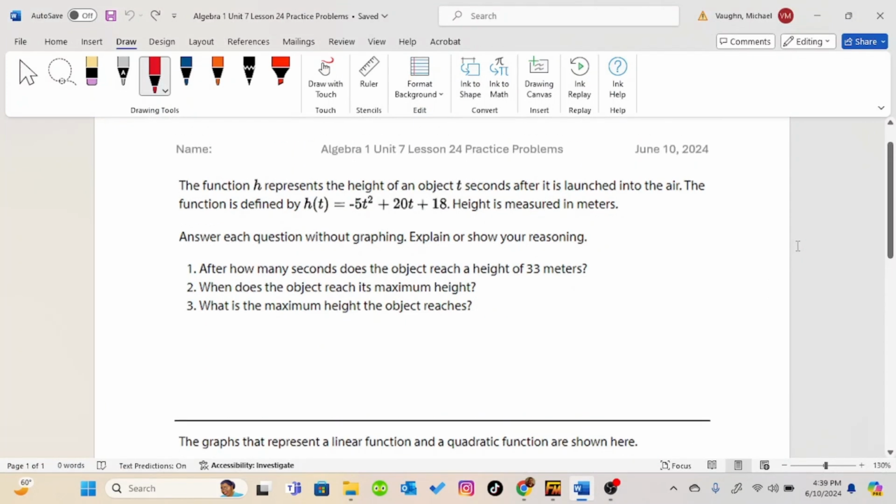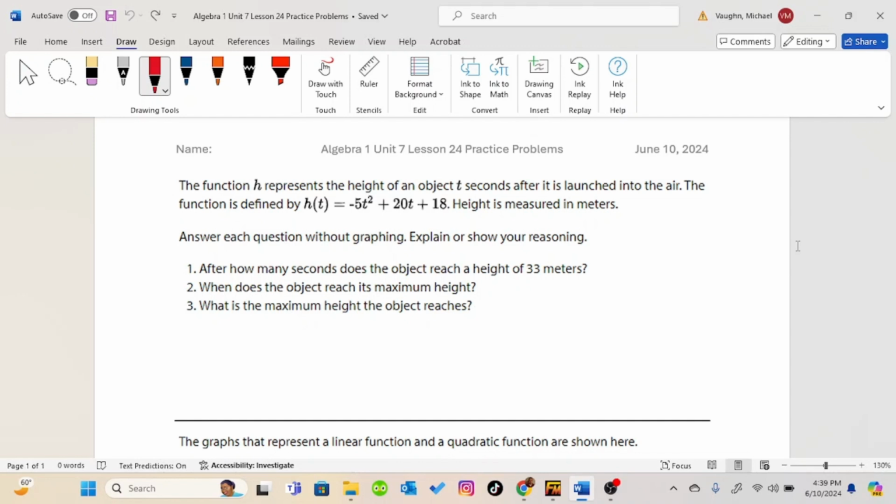Welcome to Algebra 1, Unit 7, Lesson 24 Practice Problems. This lesson will review everything we've gone over in Unit 7 and give us good practice before the final test.